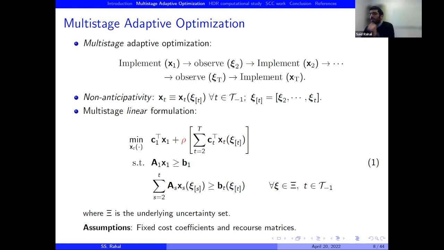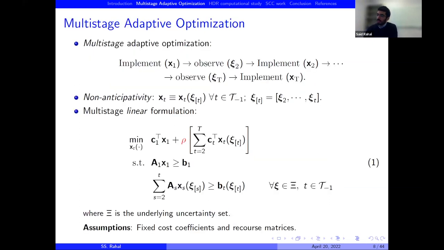In my work, I worked with a multi-stage linear formulation. In some cases, I included discrete values, but the two main assumptions are, one, I assume fixed cost coefficients. They're not variable, and I assume fixed recourse matrices, to avoid non-linearity in the uncertain parameters. And in this case, the uncertainty is mainly present in the right-hand side of the constraints, like in b sub t.